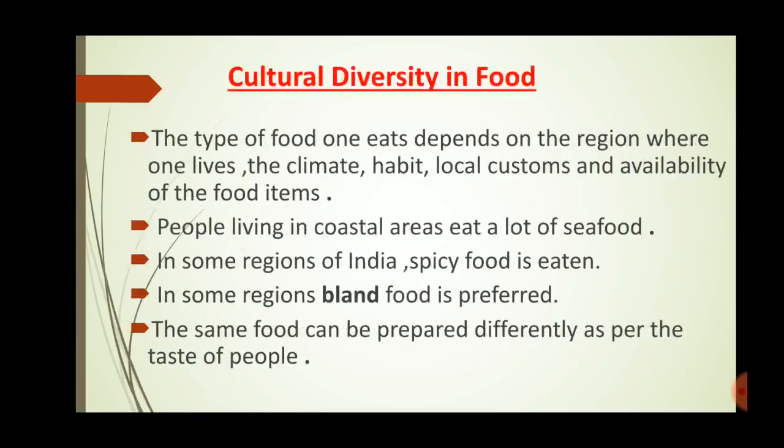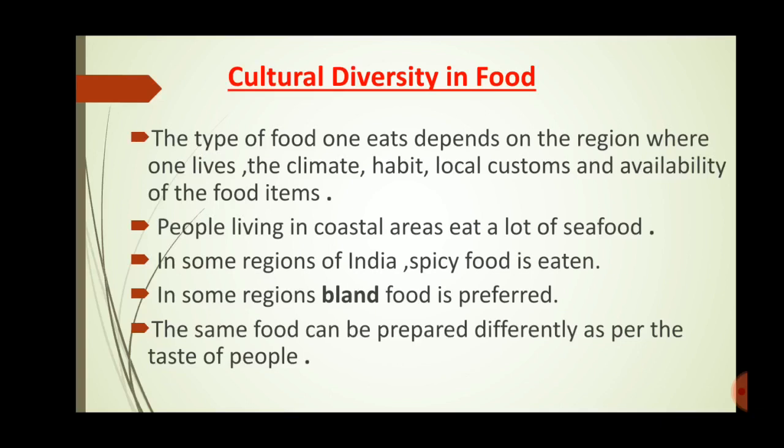The type of food one eats depends on the region where one lives. The climate, habit, local customs, and availability of the food items. People living in coastal areas eat a lot of seafood. In some regions of India, spicy food is eaten. In some regions, bland food is preferred. The same food can be prepared differently as per the taste of the people.